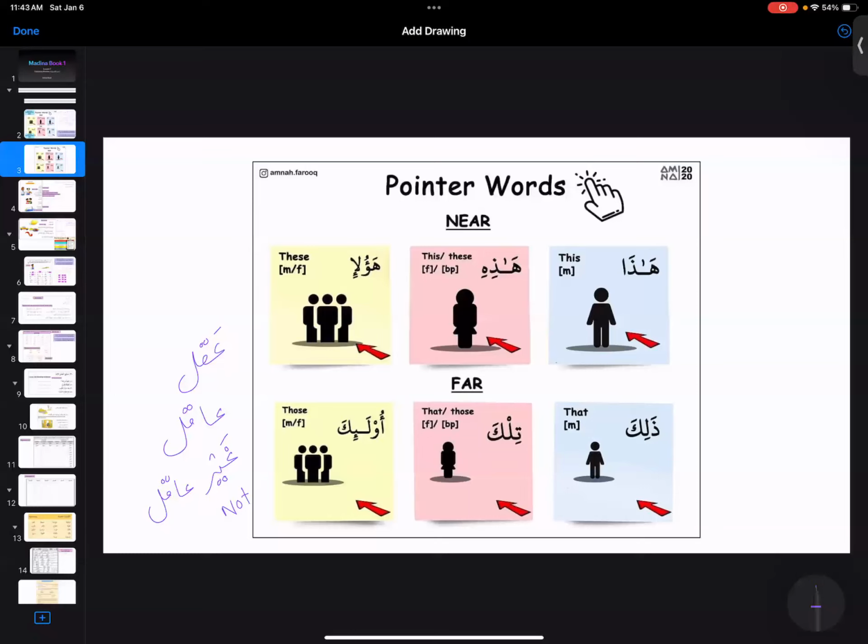Okay, now next one. Who is next? Can I try? Who is that? Kamar. Okay, so tell me about Tilka. Tilka is near. I mean, far. So lil ba'id. And it is for muannas, and it's feminine.